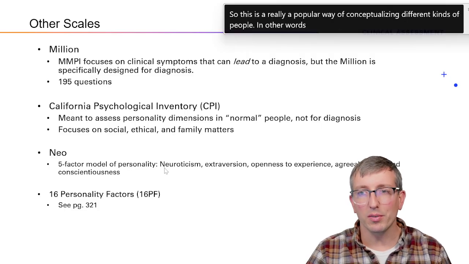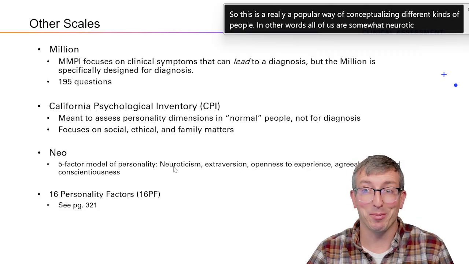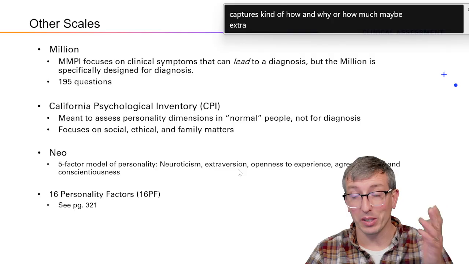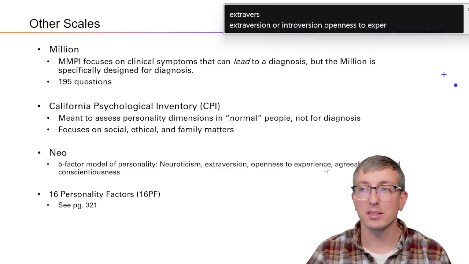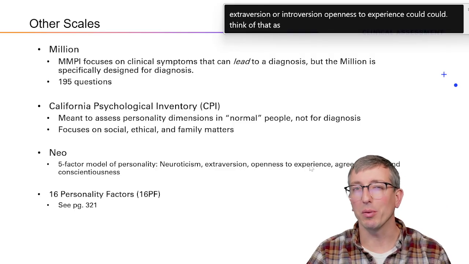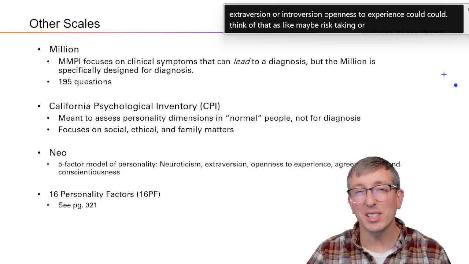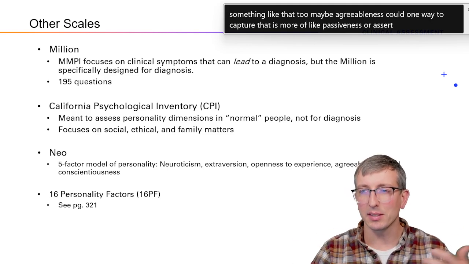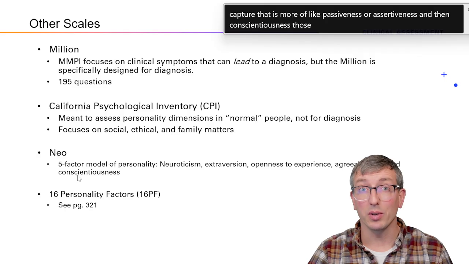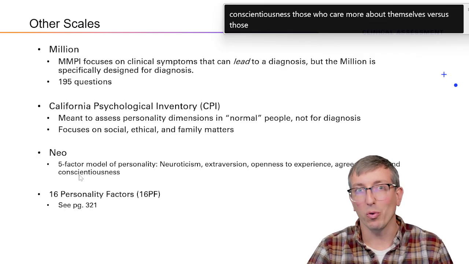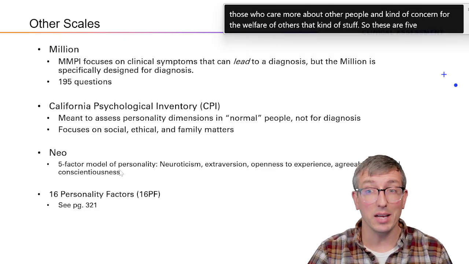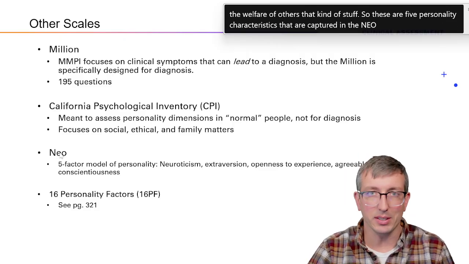In other words, all of us are somewhat neurotic. That captures how and why, or how much, maybe. Extroversion or introversion. Openness to experience, you could think of that as maybe risk taking or adventurousness. Agreeableness, one way to capture that is more like passiveness or assertiveness. And then conscientiousness, those who care more about themselves versus those who care more about other people, and concern for the welfare of others. So these are five personality characteristics that are captured in the NEO and other assessments as well.